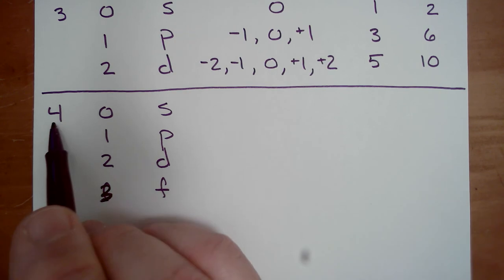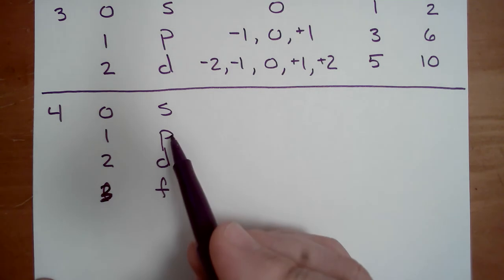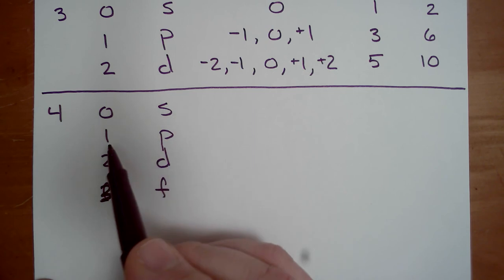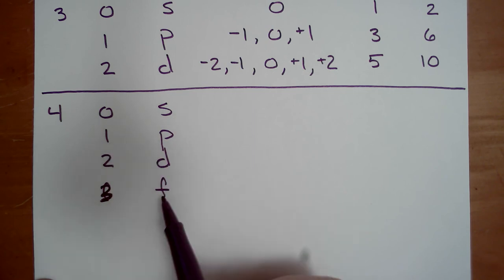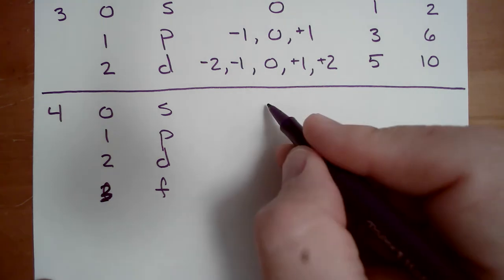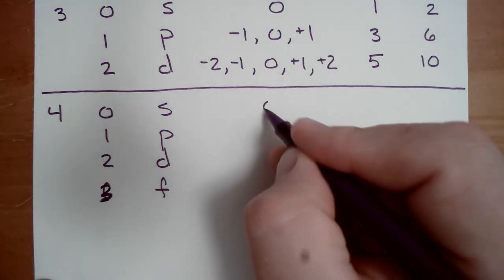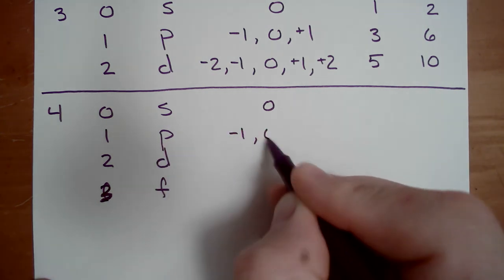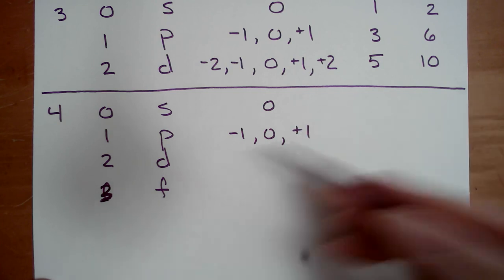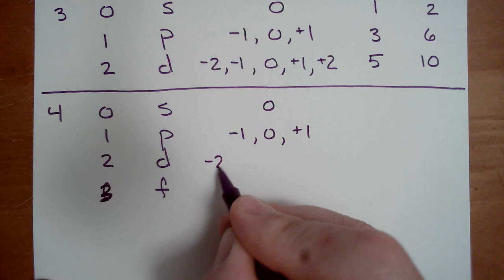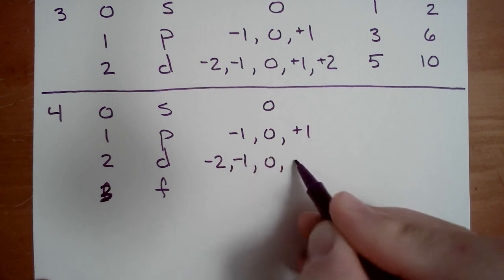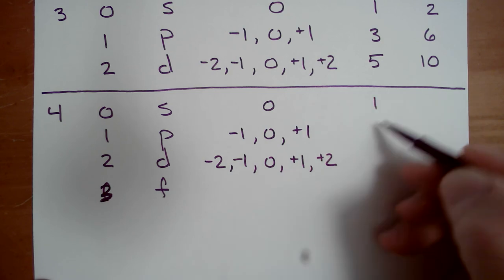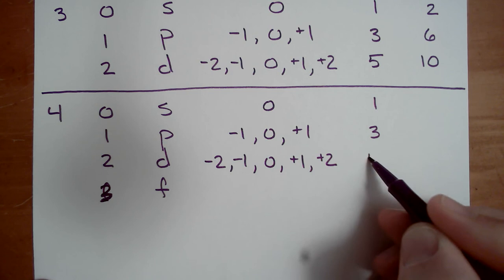So energy level 4 has S, P, D, and F, so it can have 4 sublevels. Those have quantum numbers of 0, 1 for P, 2 for D, and 3 for F. The orbital quantum numbers, or the orientation, would be 0 for this, because it only has 1. Remember, P has 3, so that's going to be -1, 0, +1. D can have a -2, -1, 0, +1, +2. That's 5. So again, we got 1 orbital, we have 3 orbitals here, and we have 5 orbitals here.